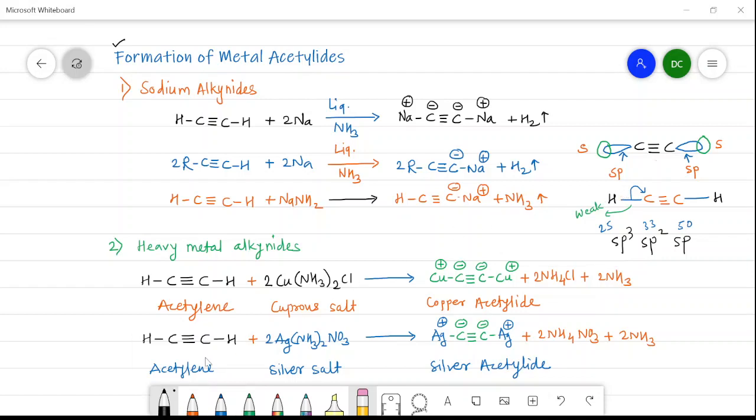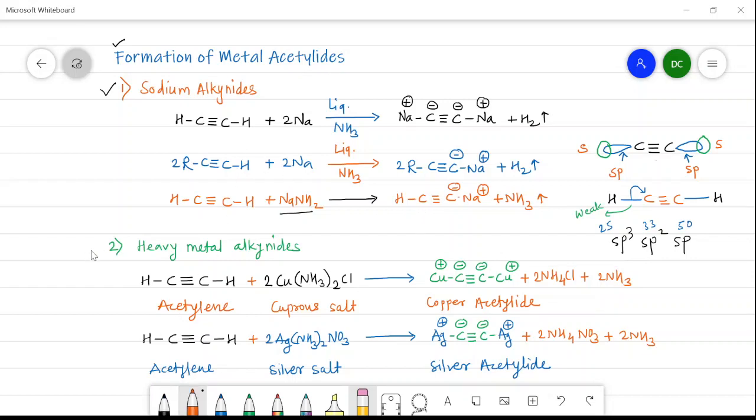Now see the reactions. The first reaction is the formation of sodium alkynides. When alkyne is treated with sodium in the presence of liquid ammonia, then the hydrogen present is replaced by the sodium and we get a salt. Similarly, this alkyne, when treated with sodium in liquid ammonia, gives the corresponding salt. Instead of sodium and liquid ammonia, we can directly use sodamide, that is NaNH2. It causes the replacement of one hydrogen of the alkyne and we get the corresponding salt, called a sodium alkynide. It is due to the acidic nature of this hydrogen.